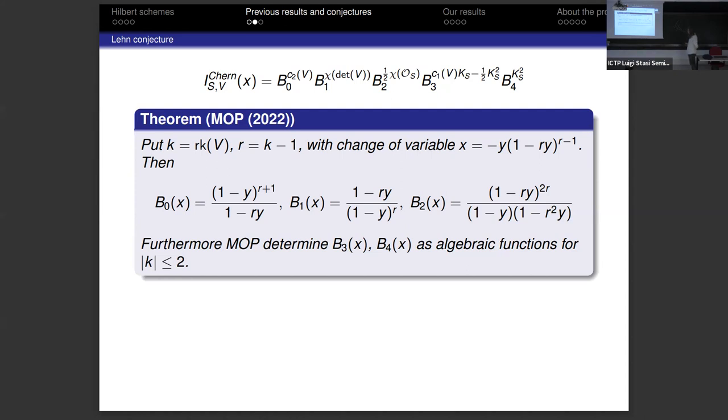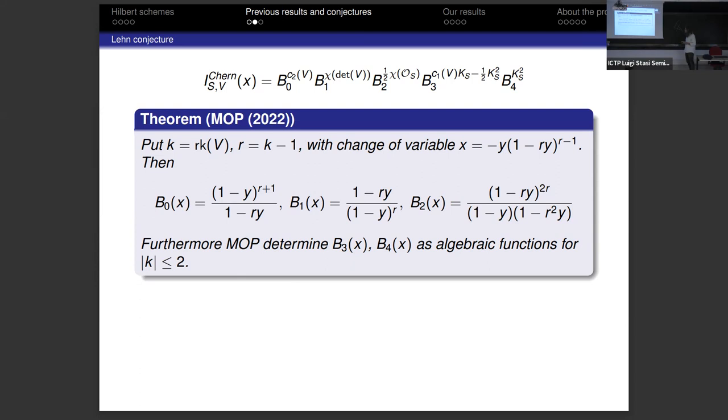Now, in the case where the rank is k, we still write r for k minus one. Then we make another change of variables: x is equal to minus y times (1 minus ry) to the minus one. And then we get B0, this first one, as a simple rational function. B1 is also a simple rational function, and B2, which comes with the chi of S, so depends on the topology of S, is this rational function.